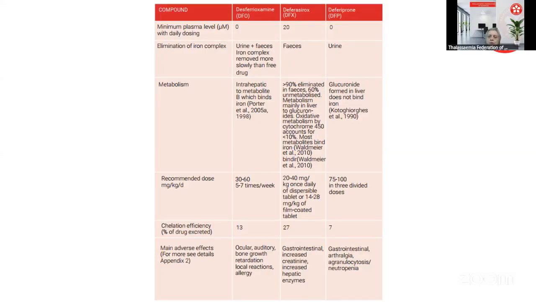Deferiprone dose is 75 to 100 milligram, and you should try.